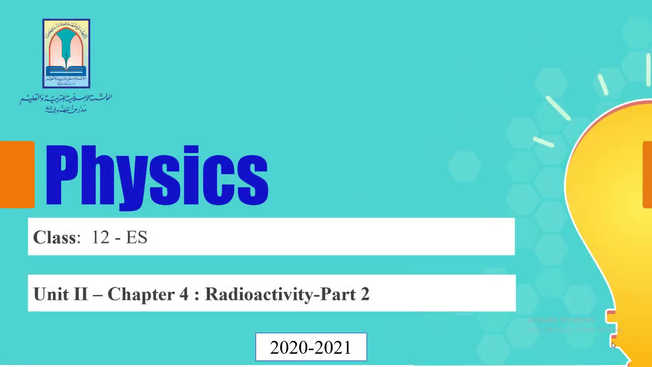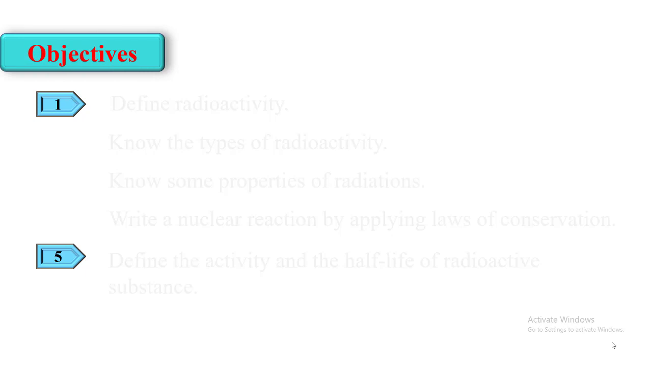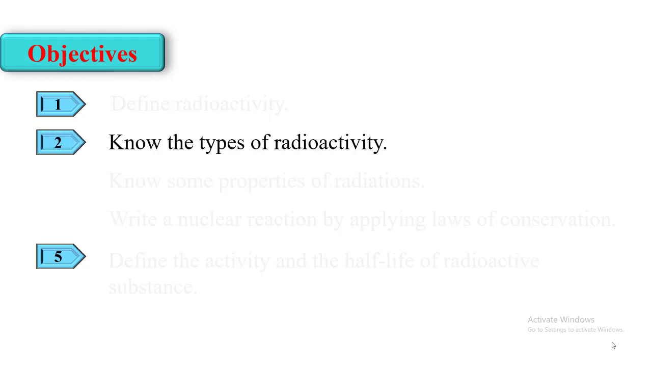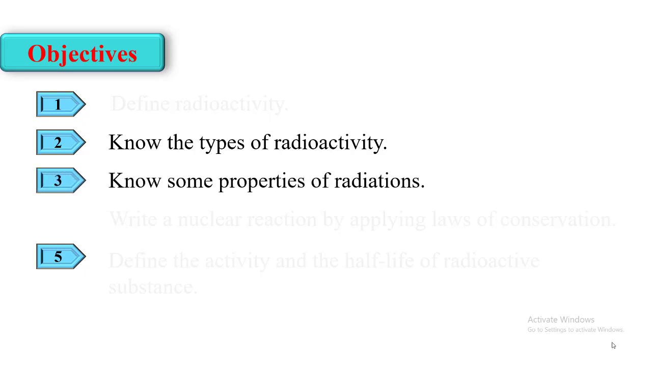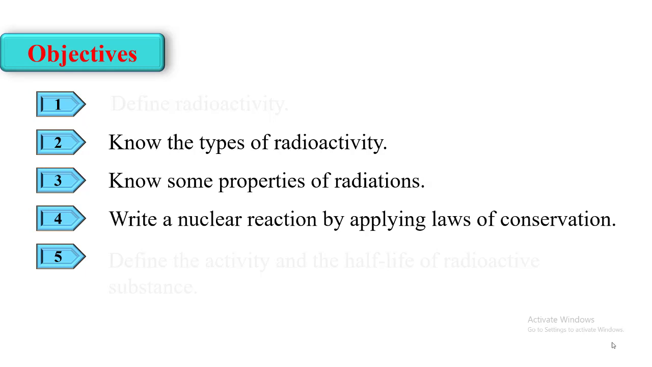Assalamu alaikum. In this video, we discuss the second part of our chapter, Radioactivity. The main objectives of this part are: know the types of radioactivity, know some properties of radiation and particles, and write a nuclear reaction by applying laws of conservation.